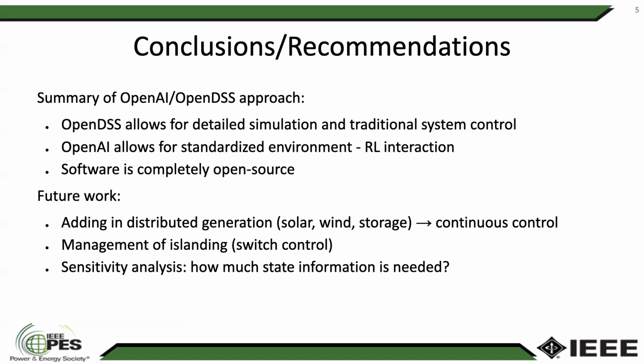Future work includes adding in control of distributed generation, such as solar PV, wind turbines, and energy storage, which will lead to continuous control. Management of islanding, i.e. isolation of the microgrid from the larger grid, leading to control of the disconnect switch, and sensitivity analysis on the available state information, leading to an analysis of the effectiveness of RL-based control with imperfect or incomplete information.